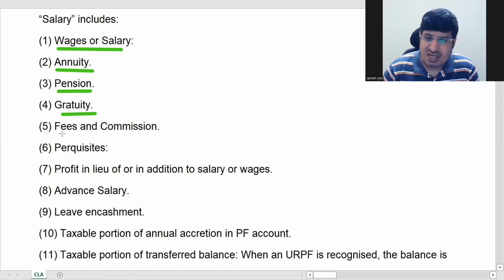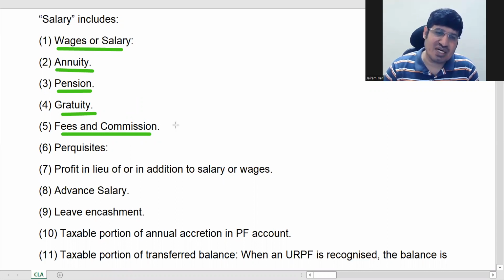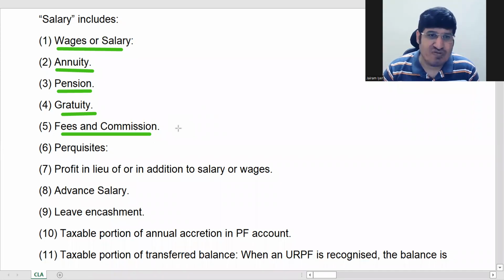So gratuity, and then you have got fees and commission. Okay, so this is like director fees, all that commission and all that business related kind of things. But these fees and commissions are those which are received by directors or persons who are employees of the organization. They have to be employees. So although fees and commission is there, we have to examine it before including it. Not all commission, not all fees will come in.